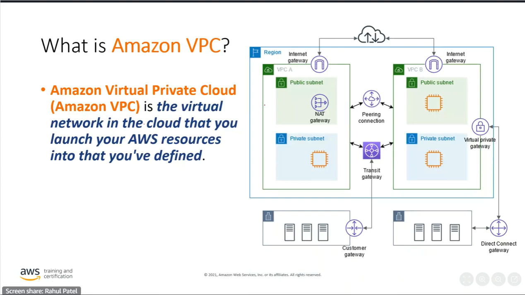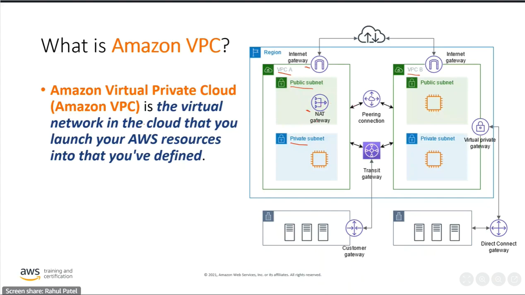Okay. So if you understand this diagram here, we have two VPCs that are available, VPC A and VPC B. Now, I hope all of you have a good understanding about what is a public subnet, what is a private subnet, what is the purpose of these subnets. Again, what is the purpose of internet gateway, what is the purpose of NAT gateway, why NAT gateway is placed here in the public subnet.